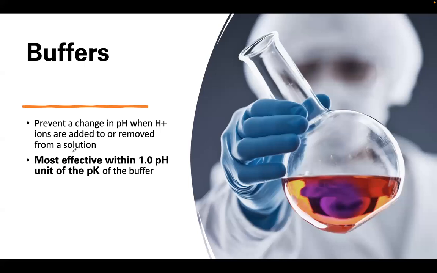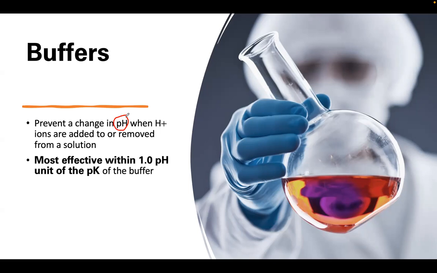Now, what about the term buffer? What is a buffer? A buffer is a chemical or a substance which prevents a change in the pH whenever hydrogen ions are added or removed from a solution. Now, always remember that buffers can either be intracellular or extracellular buffers. They are most effective within a pH of 1.0 of the pK of that specific buffer.